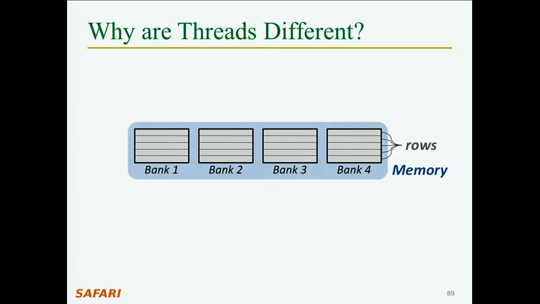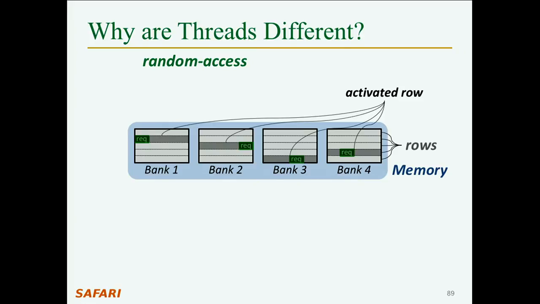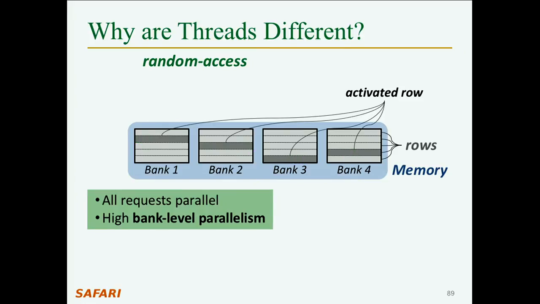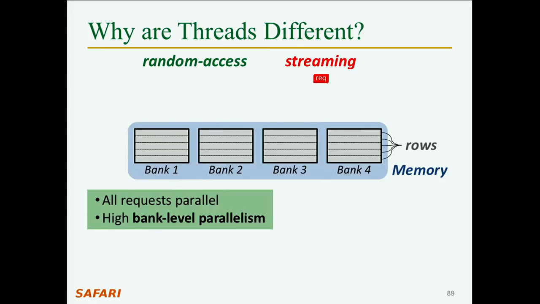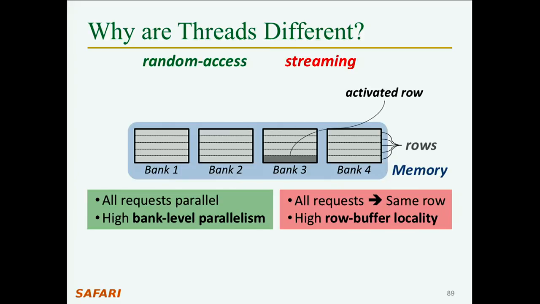So let's take a look. These are rows and banks that you've been used to. The random access thread spreads its requests across banks. So it has high memory level parallelism when it's running alone, which is nice, right? Okay. So that's the characteristic. All requests are parallel, high bank-level parallelism. The streaming thread does this, basically. All requests go to the same row. It has high row buffer locality. It may be streaming many, many more times, of course.